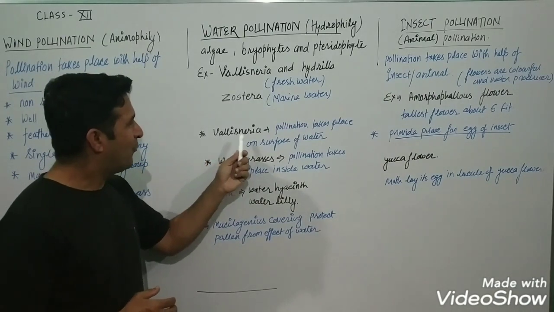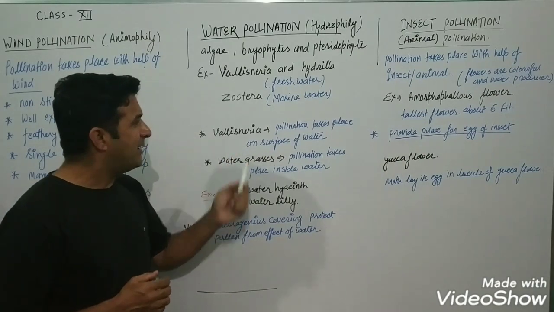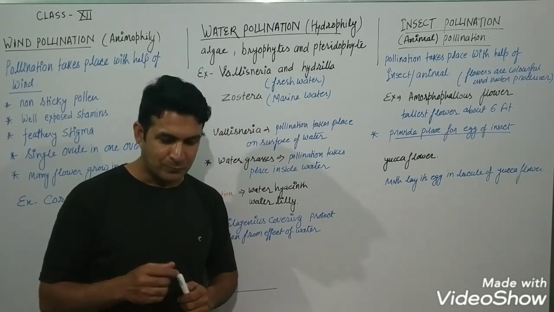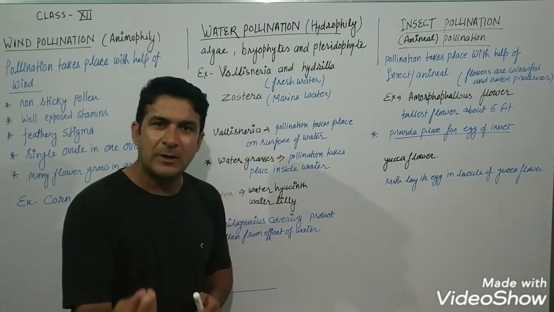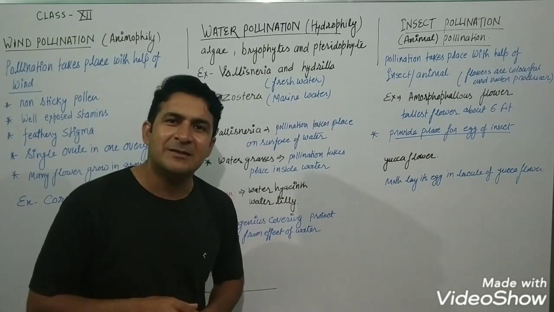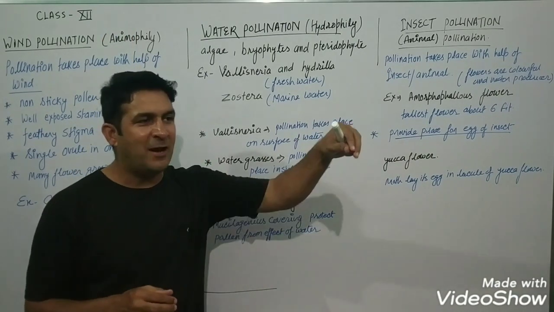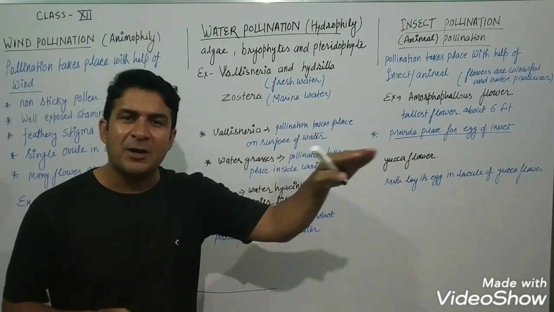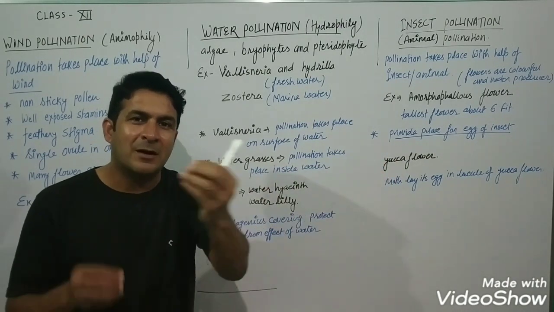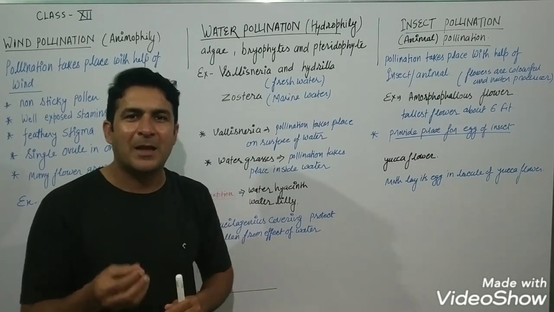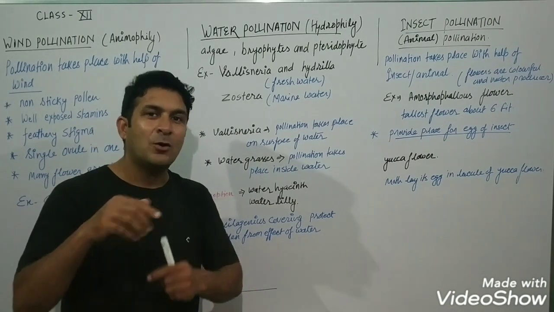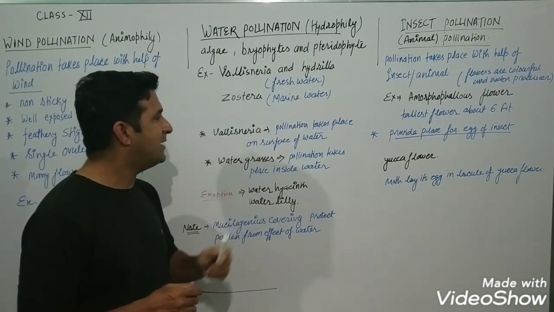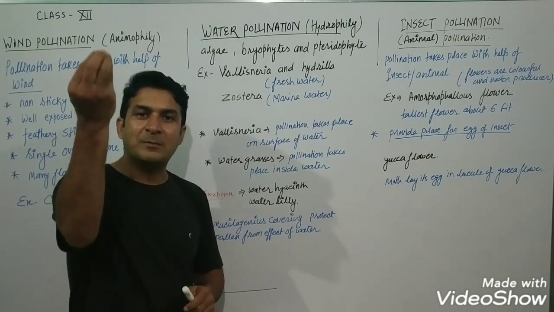For example, vallisneria. In vallisneria, the pollination takes place on the surface of water. What happens here? The female part grows and reaches the surface of water, right? And the male flower releases the pollen on the surface of water, and with the current of the water, the pollen comes to the stigma of the flower and the pollination completes there. But where? On the surface of water. Okay, just the surface of water, the pollination takes place in vallisneria. The female flower comes up.